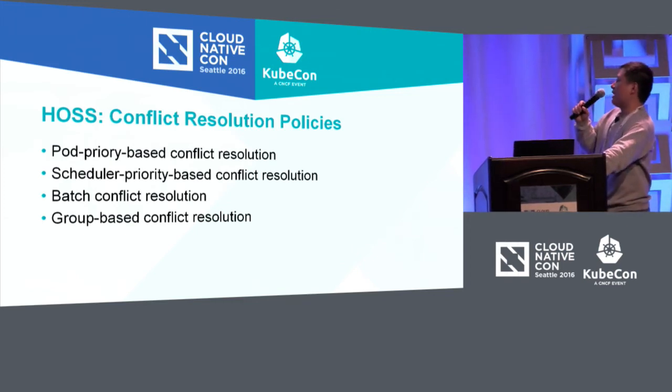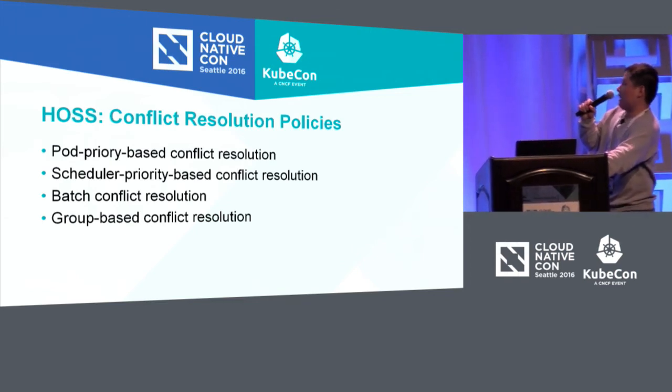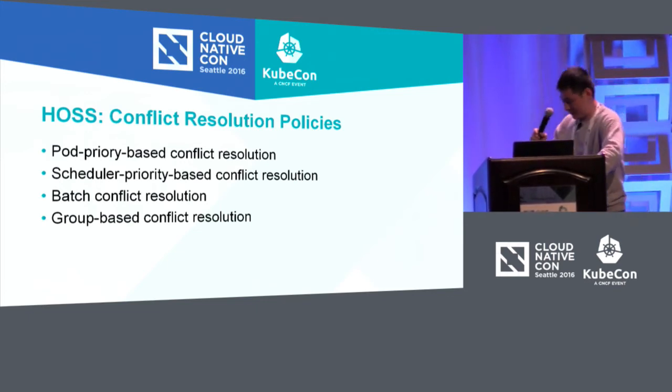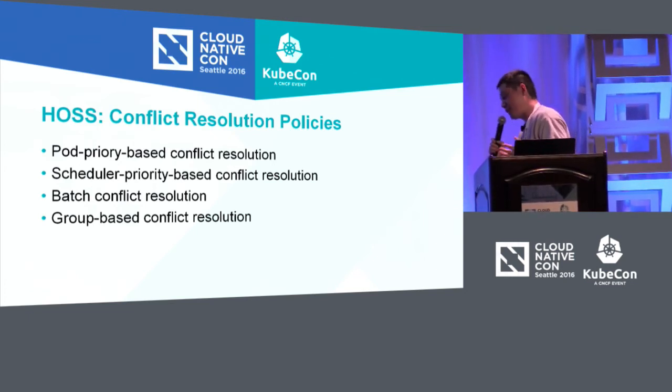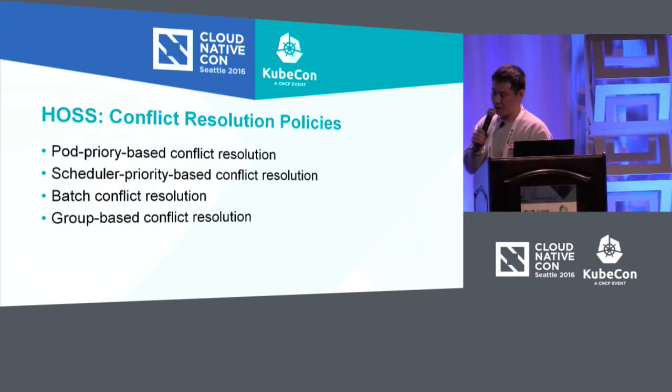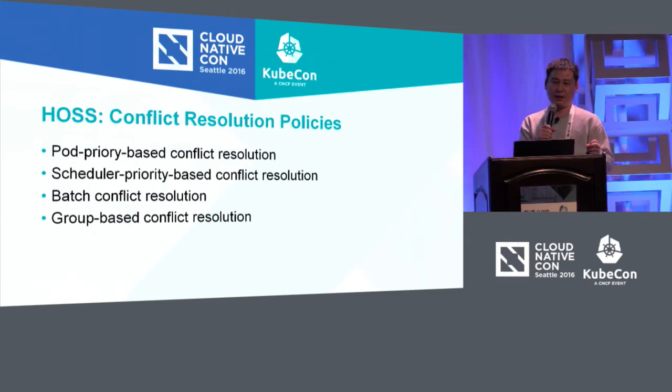And now we are also trying to add a scheduler priority-based conflict resolution. This is because we find that some schedulers, because they have different implementation, the cost of rescheduling is more expensive than some simple schedulers. So it makes sense to give high priority to this kind of schedulers to avoid its rescheduling.